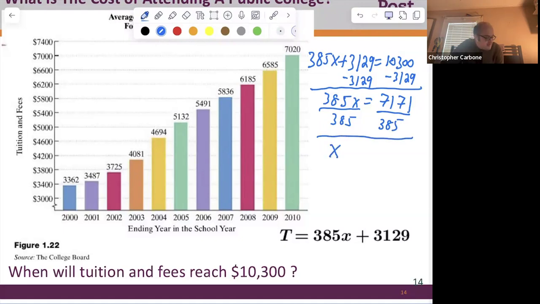X in this case is about 18.6 rounded. I'm going to round that up to a 19. So after 19 years, since x was the number of years since 2000, this would be the year 2019, for example.